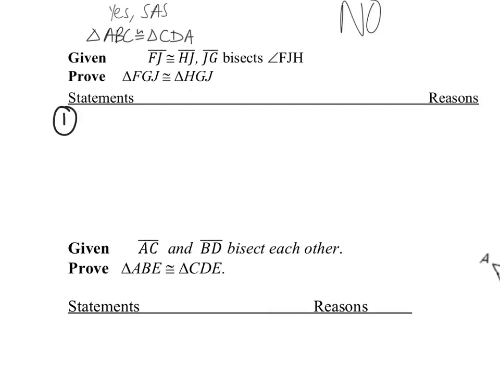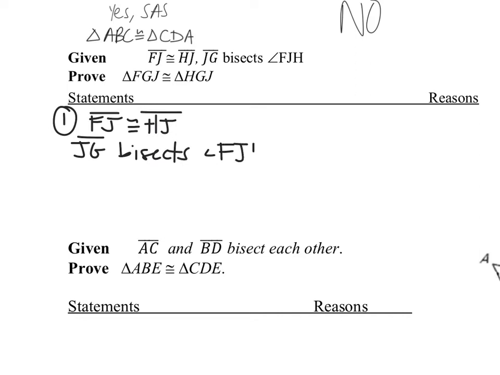So either number them or make a T-chart. FJ is congruent to HJ. And JG bisects angle FJH because it's all given.